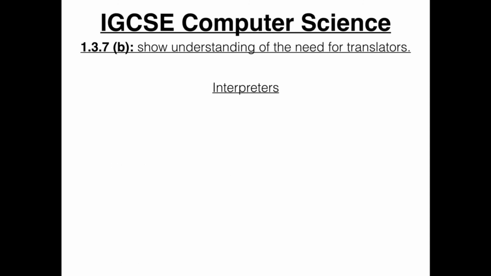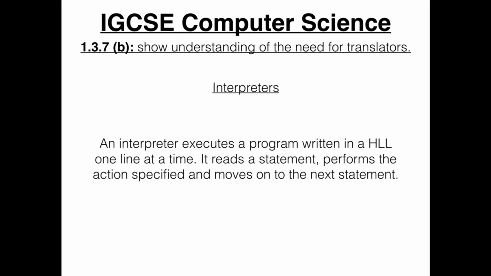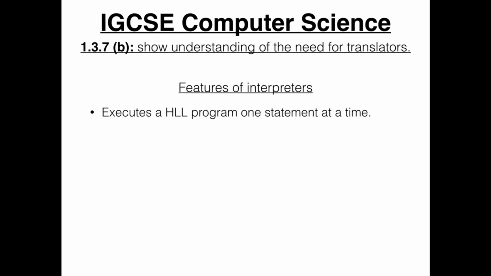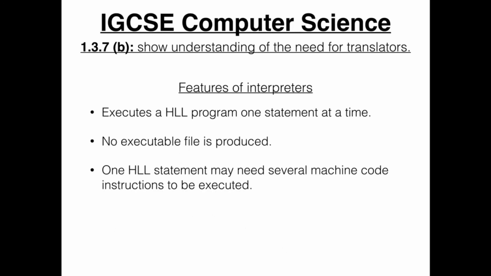Interpreters. An interpreter executes a program written in a high-level language one line at a time. It reads a statement, performs the action specified, and moves on to the next statement. Another one. Features of interpreters: they execute a high-level language program one statement at a time, unlike compilers, which compile the entire thing in one go. No executable file is produced.